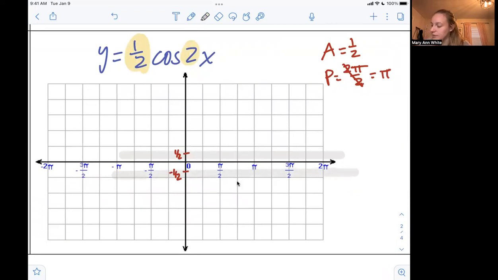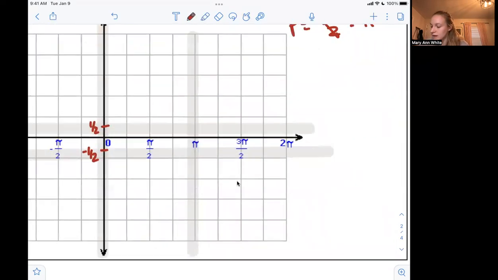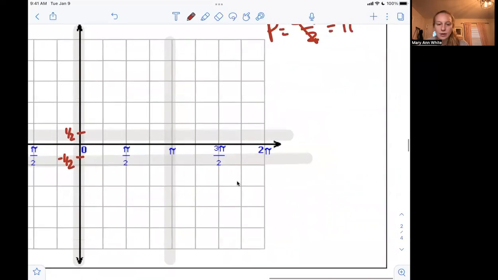And instead of taking from 0 to 2 pi to do my graph, I'm only going to go to pi. So I'm going to go from 0 to pi. That means in this little bitty section right here, I have to do my cosine graph. Now, I know that I have little boxes here, but I would have to label my angles.